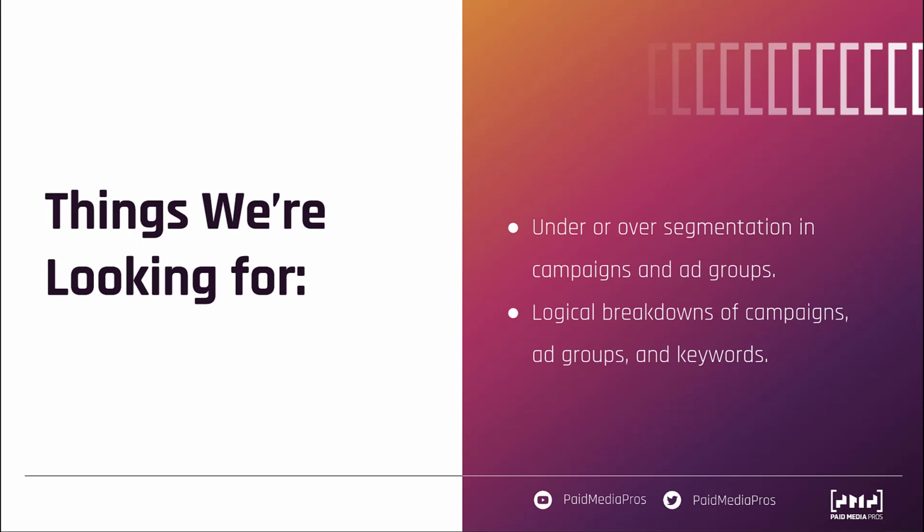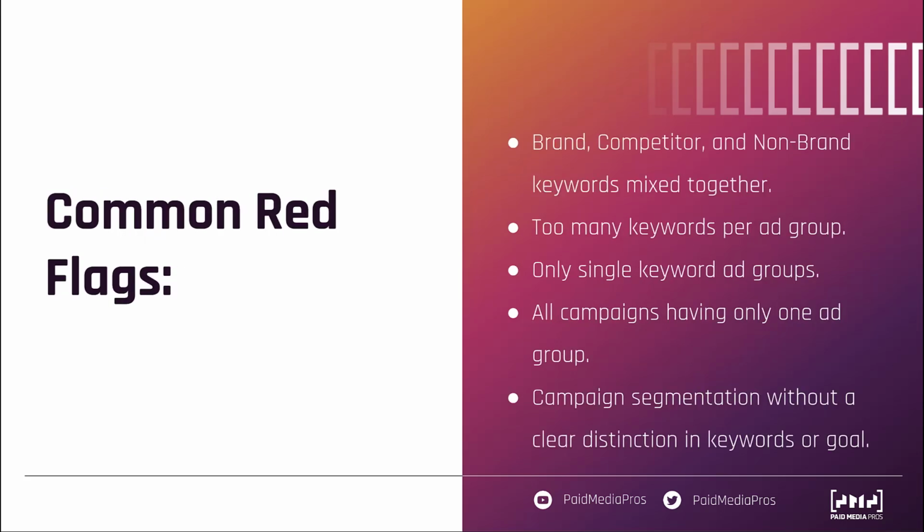So now that we've gone through a few examples, you probably have a pretty good idea of what we're actually looking for when it comes to account structure audits. We're looking for under or over segmentation in the campaigns, ad groups, and keywords. And we're looking for logical breakdowns between all of those different levels. As I mentioned earlier, rather than looking for things that are right or wrong with the structure, because again, structure isn't as black or white as some other things where it can be objectively right or wrong, we're really just trying to make sure that things make sense in the account structure and it's not hurting the performance of the account.